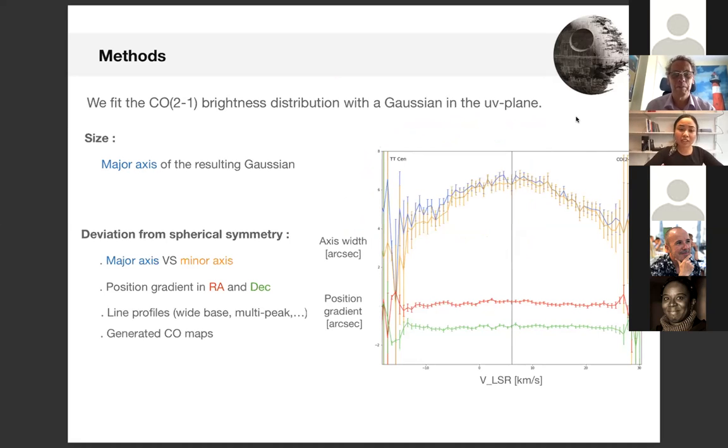We also looked at line profiles. In particular, we looked at wide bases, which could indicate the presence of a faster flow, or we looked for multiple peaks, which have been in the past linked with the presence of an expanding torus. And we also looked at the generated CO maps to look for signs of asymmetries in the extended emission of the circumstellar envelopes.